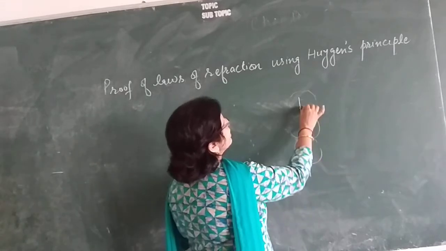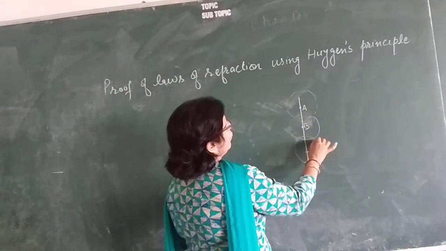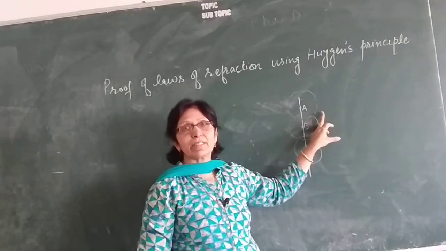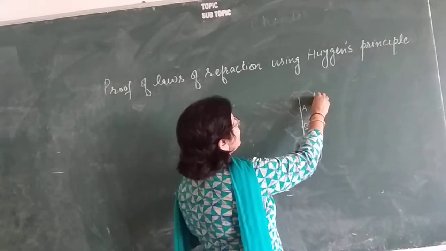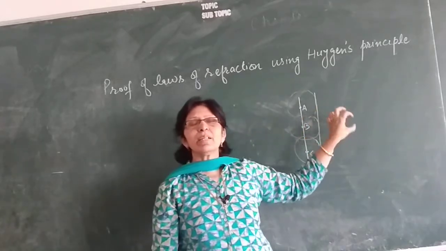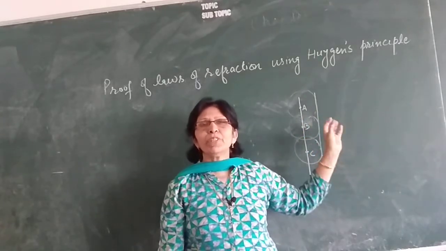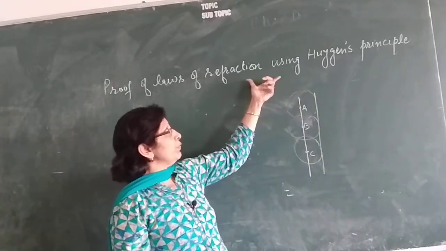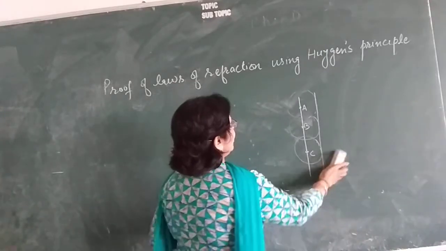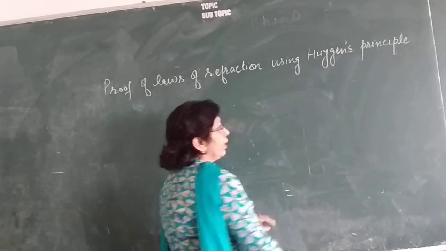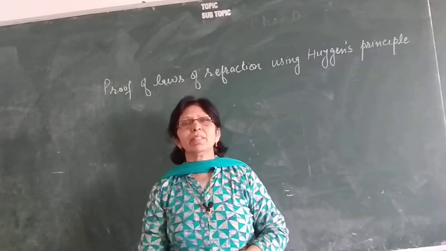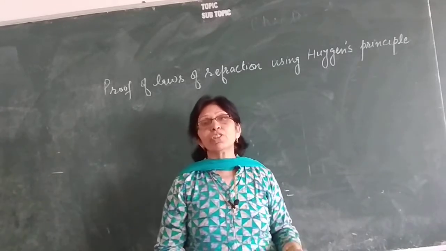Taking these points A, B, C as centers, we can draw spheres and they will behave as wavelets, and the tangent to these wavelets gives you the secondary wavefront. This was the Huygens principle which we will use to prove the laws of refraction. Now, to prove the laws of refraction, what I have to take and what I have to prove, you must have studied in ray optics in class 10th also. What are the laws of refraction?